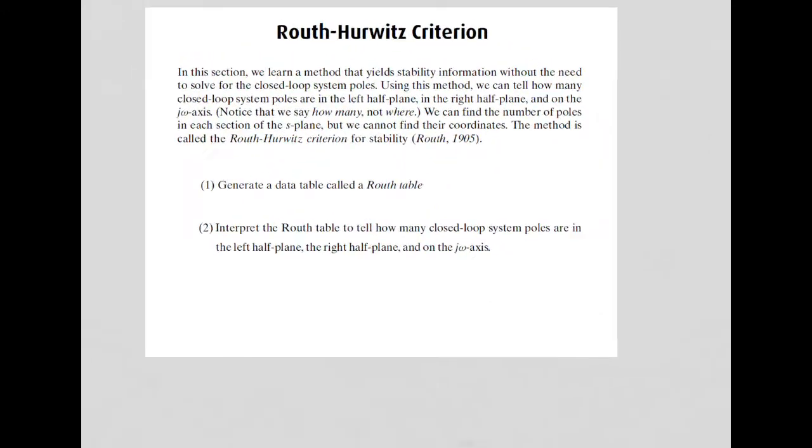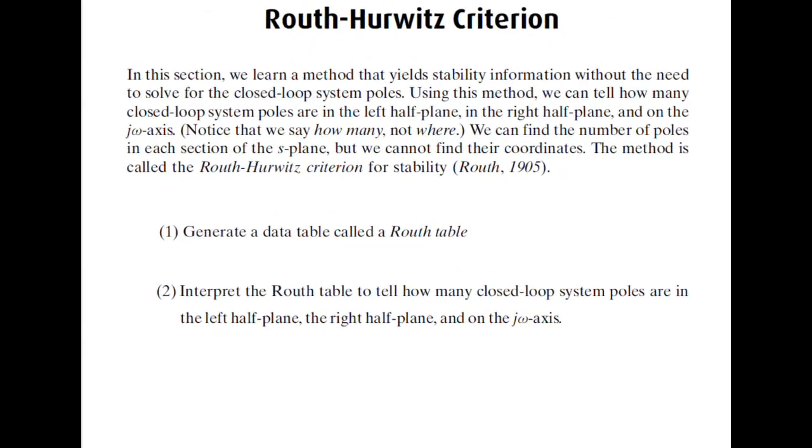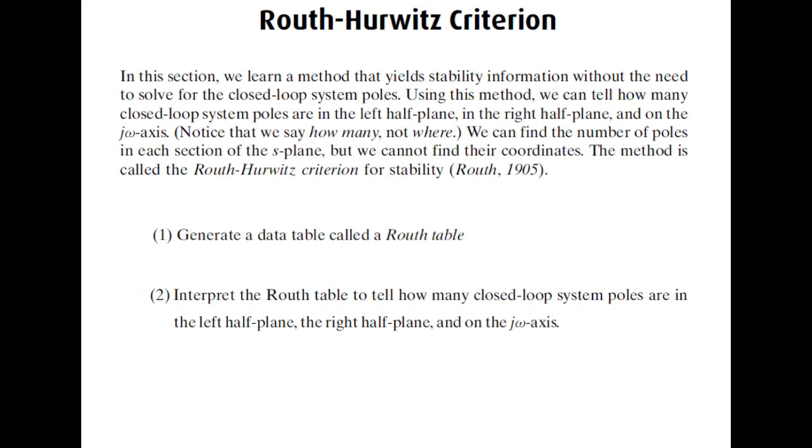Now we discuss the Routh-Hurwitz criteria in detail. In this section we learn a method that yields stability information without the need to solve for the closed loop system poles. That is, there is no need to solve for the poles; from the denominator only, we can simply tell about the nature of the system.